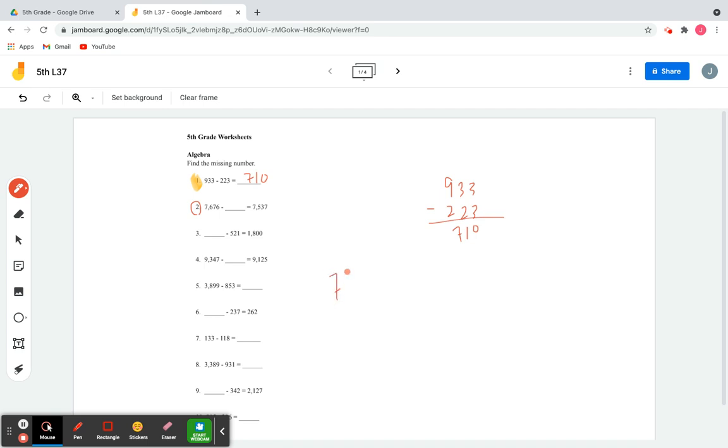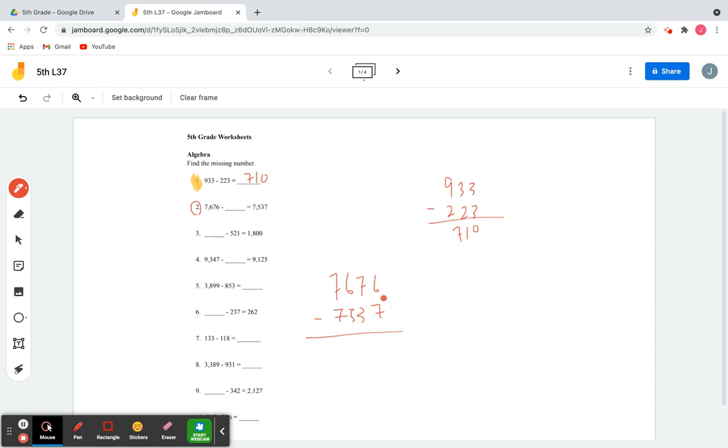So we have 7,676, and we subtracted something from it, and then we got 7,537. So in order to solve the missing number, we're going to subtract 7,537 from 7,676. So this minus 7,537.